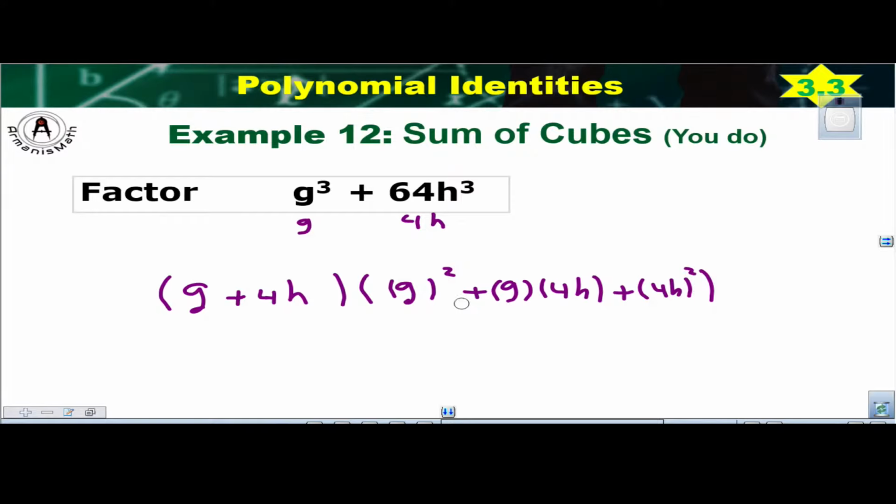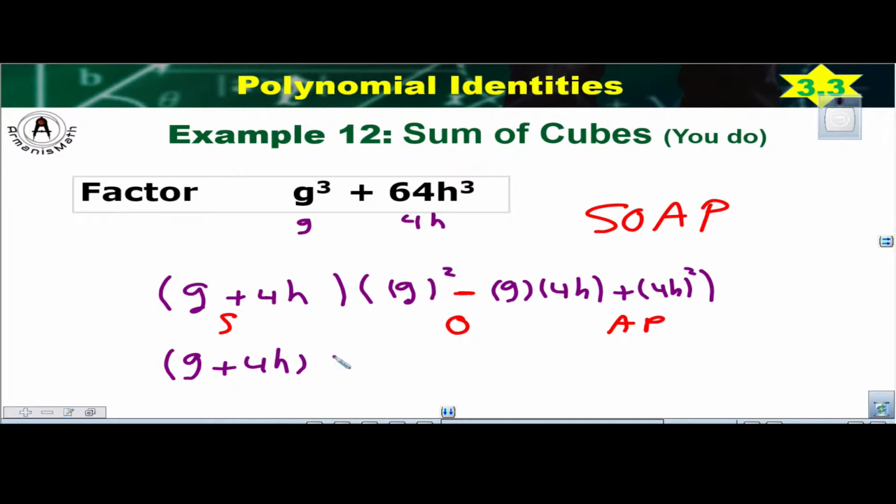I just made another mistake here. This one is negative. Why did you forget that, Armani? Well, let's put SOAP. This is same. This has to be opposite. This has to be always positive. I've shown you how SOAP is powerful, and I just detected something that I have to fix here, which I did. So G plus 4H, and then I've got myself a G squared minus 4GH plus 16H squared. And I'm just going to leave it the way it is.